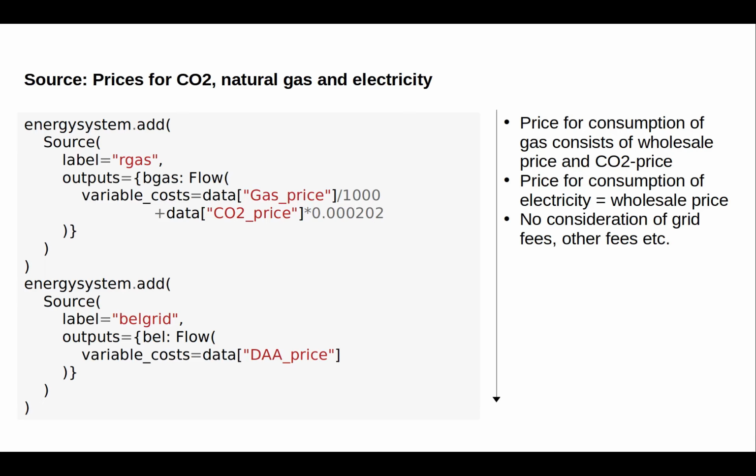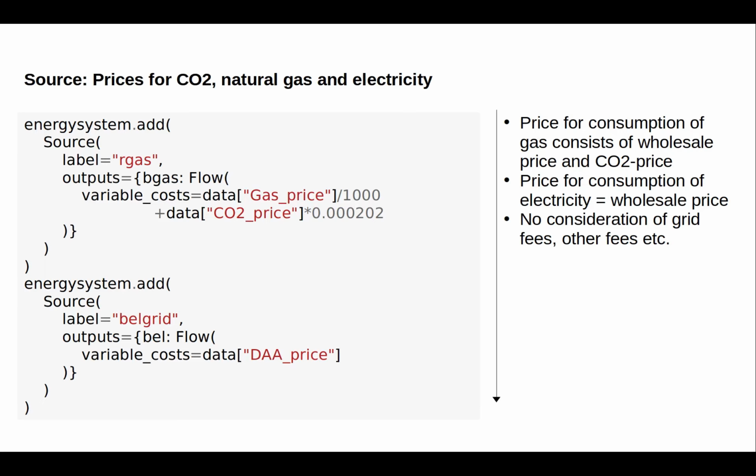in the form of a CSV spreadsheet. We have to convert the gas price to kilowatt hours. That's why we divide it by 1,000. For the CO2 price, we have to account, first of all, for the conversion from per ton to per kilogram, so by the factor 1,000, and we also have to account for the CO2 intensity. Depending on your study, you will find different numbers. In this case, it's the number shown here. We then add this to our system.